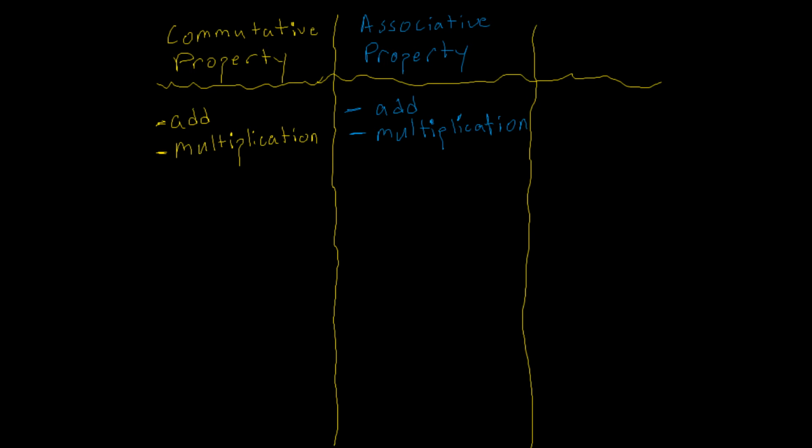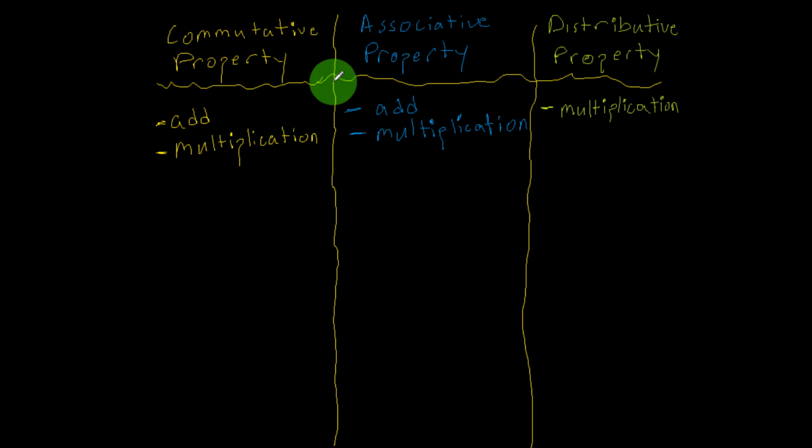And the last one on the screen that I'm going to write about is known as the distributive property. Now, you might see addition when you're working with the distributive property, but one of the big focuses here is multiplication. So I'm just going to write multiplication down. Let's go back to the commutative property.